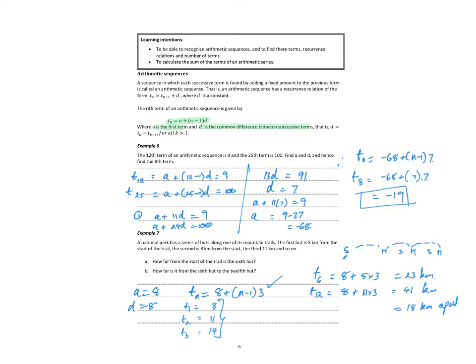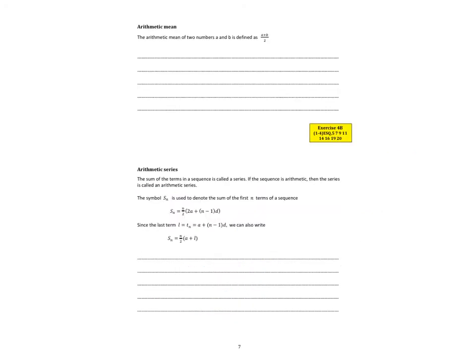How's that? All right. So now we'll think about the arithmetic mean. So what is the mean? The mean is the average, isn't it? So I guess in terms of a little proof, what we're really saying is the mean of two numbers a and b is defined as a plus b on 2, isn't it?